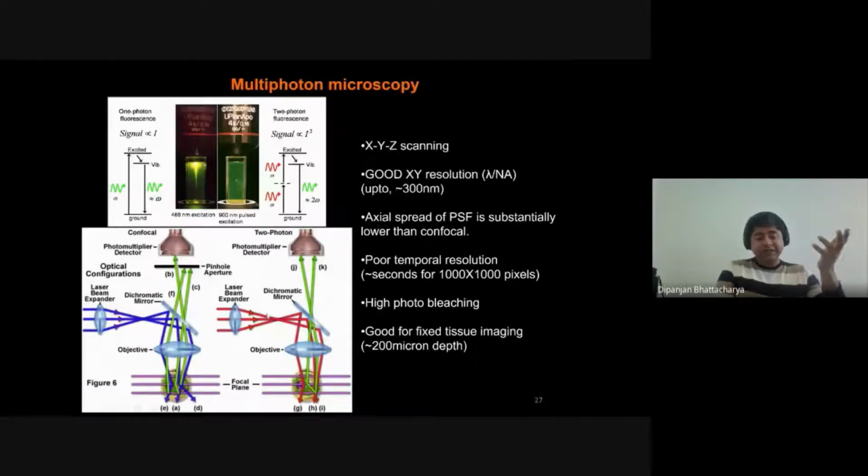And the second one is your emission is redshifted, but here, because of how it is exciting, you are exciting with a higher laser wavelength, and the emission is in the fluorescent range.